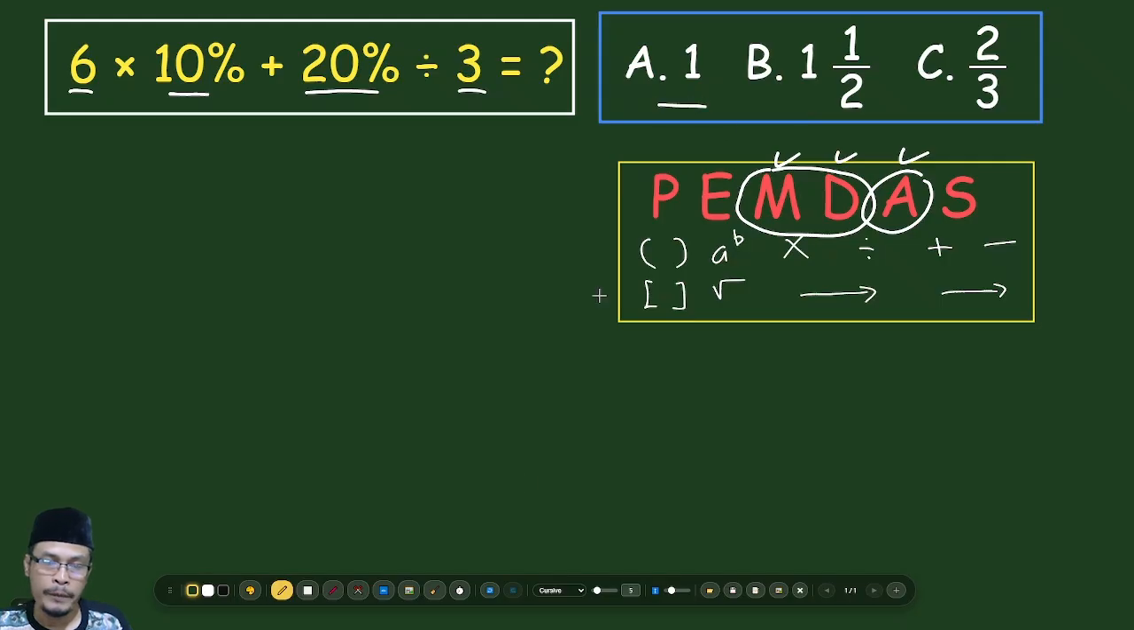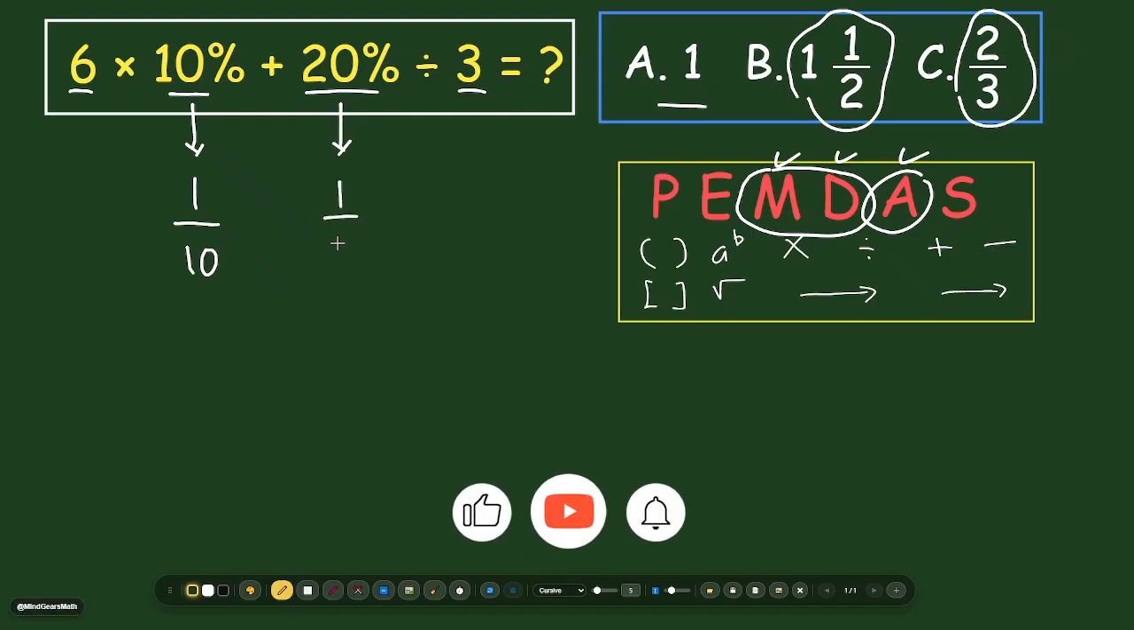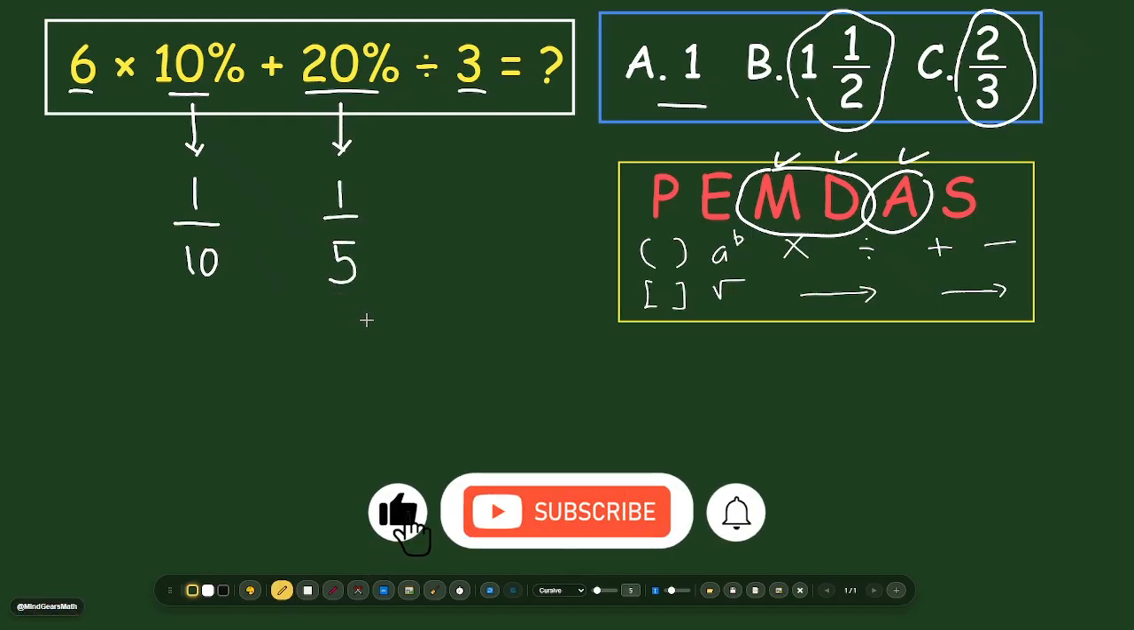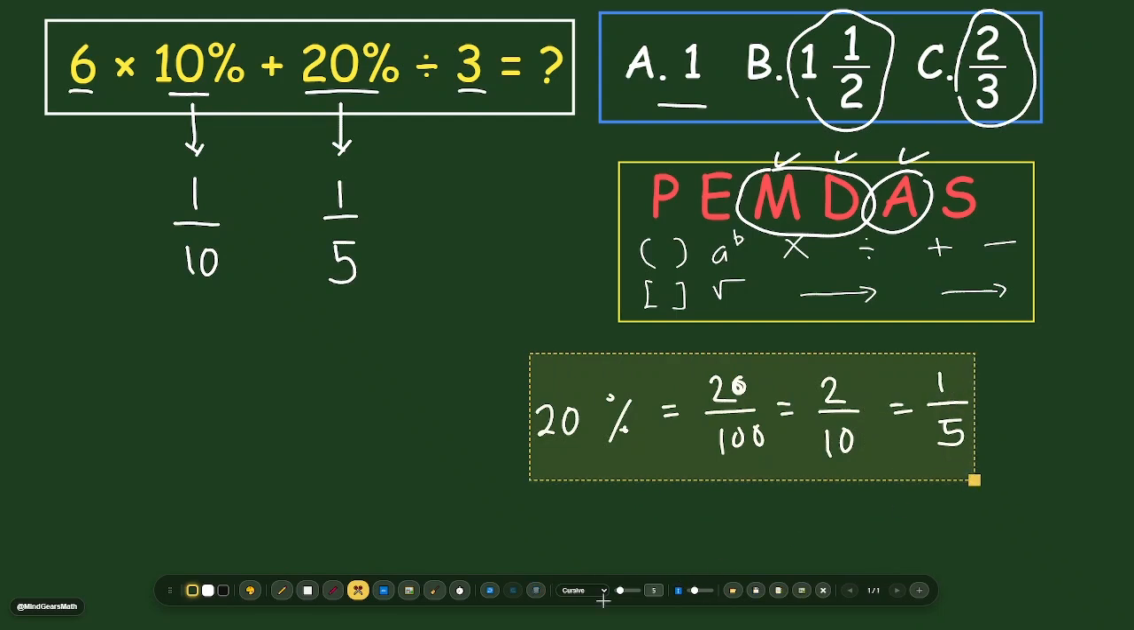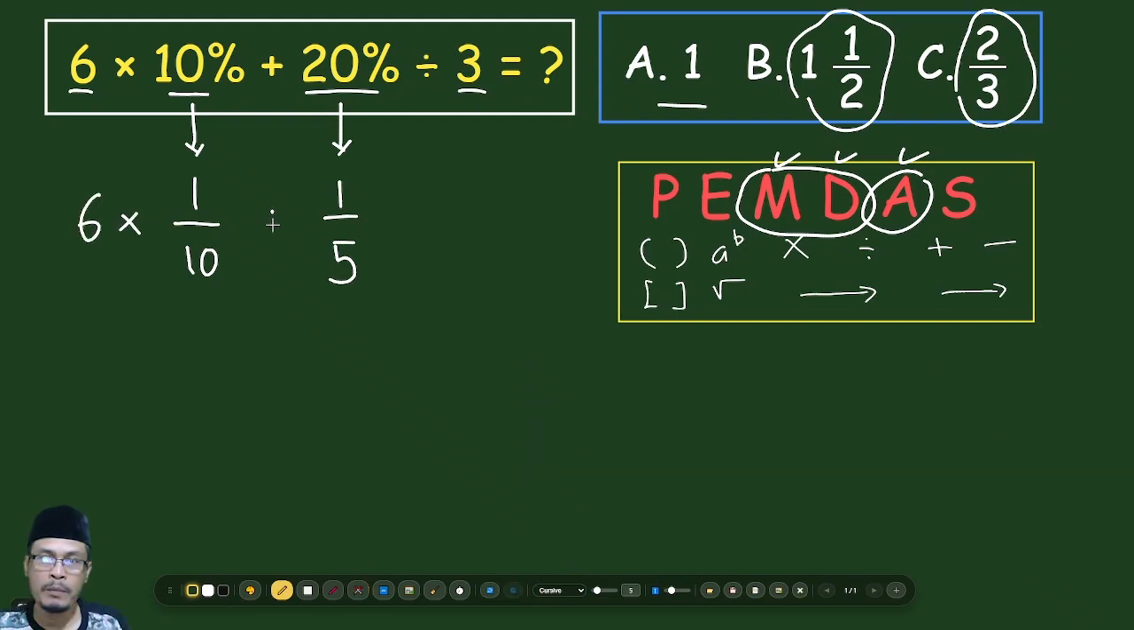Now the right way. Take a look at the options. They are fractions. So first we speak fractions. 10% is 1/10. 20% is 1/5. The problem becomes 6 times 1/10 plus 1/5 divided by 3.